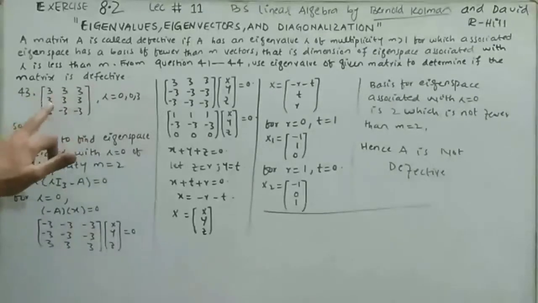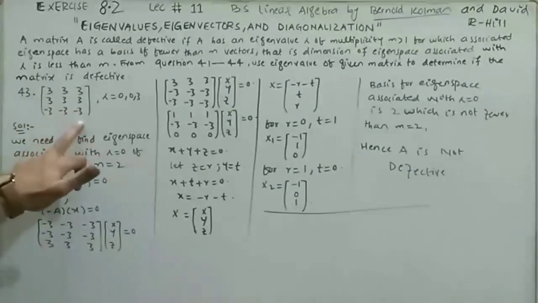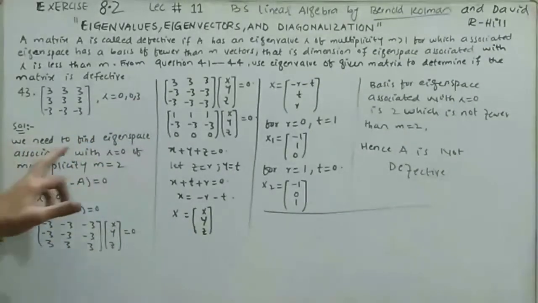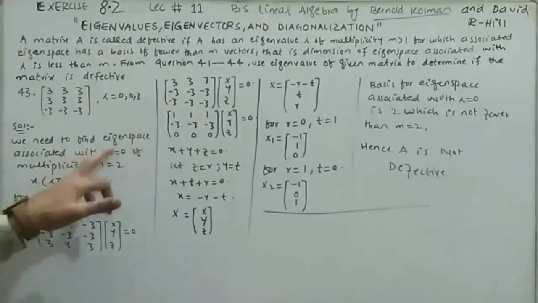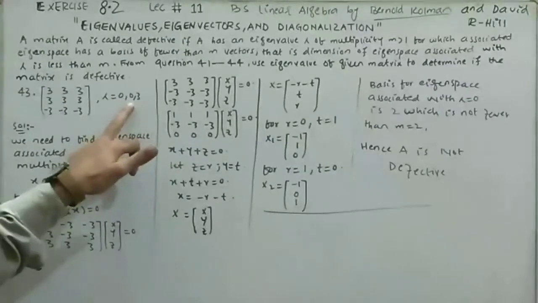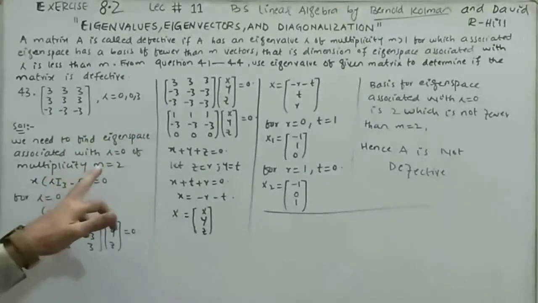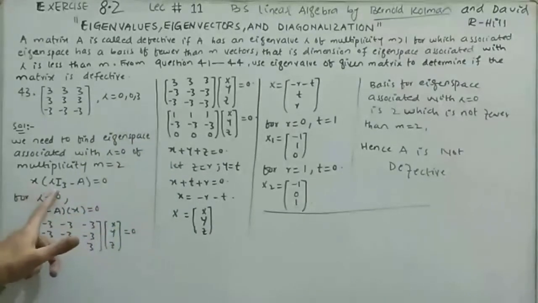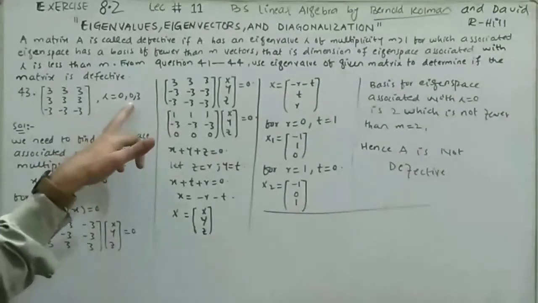The matrix is 3, 3, 3, 3, 3, 3, minus 3, minus 3, minus 3, with lambda equal to 0, 0, 3. So move to the solution. We need to find the eigenspace associated with lambda is equal to 0, because 0 is repeated twice, with multiplicity m is equal to 2. So (lambda I3 minus A) x is equal to 0. I will find the solution to the eigenvector for lambda is equal to 0, because this is repeated.